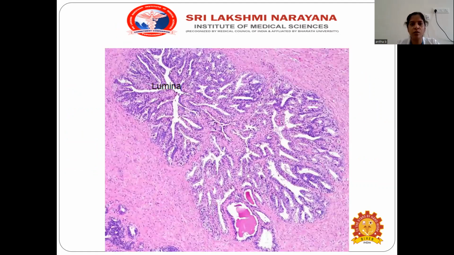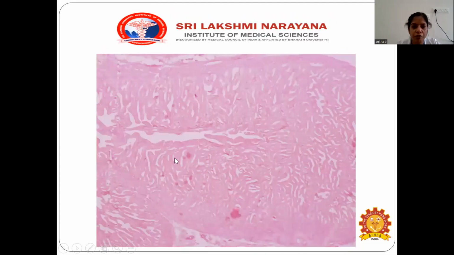So this slide is also showing the seminal vesicle. You can see the lumen and you can see irregular complex folds. So here also you can see irregular complex folds. Okay. So this is also a slide of seminal vesicle. This is a sac-like structure. When you see, you can see the irregular complex primary and secondary folds.